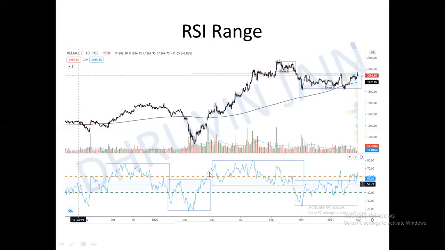Now RSI shifts to the 60 zone. Sorry, RSI shifts to bullish zone, bullish territory, while breaking the 60 zone. I guess somewhere here the 60 zone was broken. This gap, with huge volume, was the reason why RSI broke the 60 zone. That means buyers have entered. Okay? Buyers have entered right now.